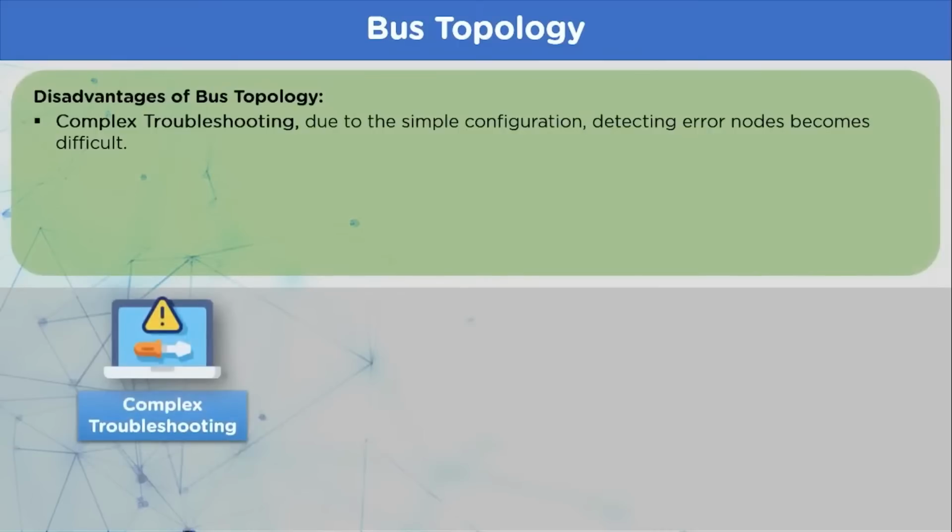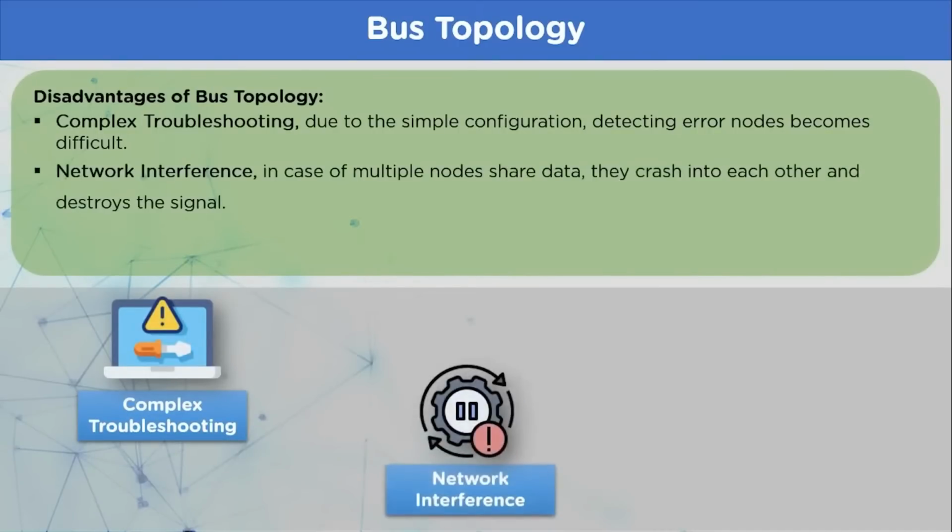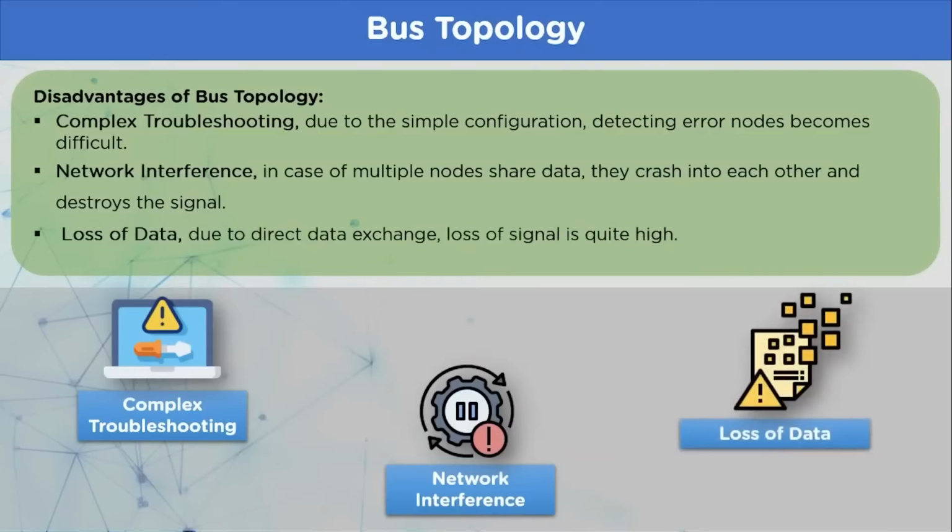Let's take a look at disadvantages of bus topology. In case of troubleshooting, we require the use of special equipment to detect the fault in the network. In the case of multiple data transmission, packet collision is a frequent occurrence, damaging the transmitted message data due to the unavailability of network devices such as switches, repeaters, etc. The loss of data over long distance communication is quite high.